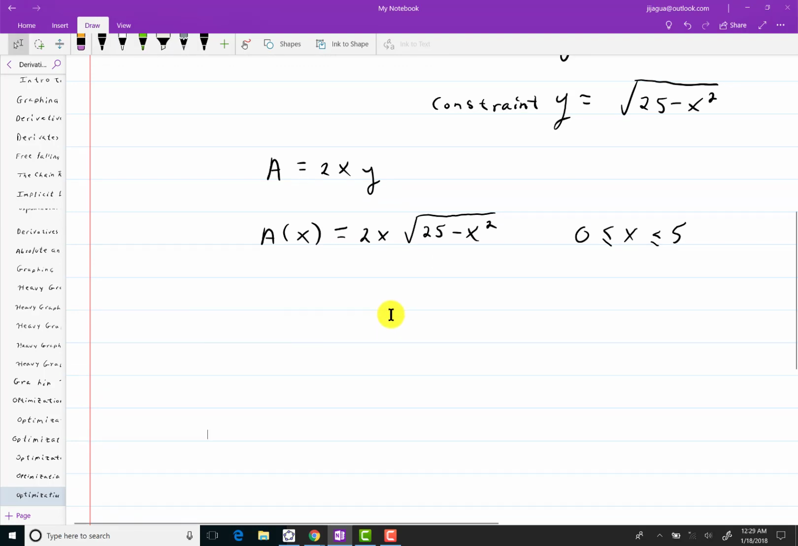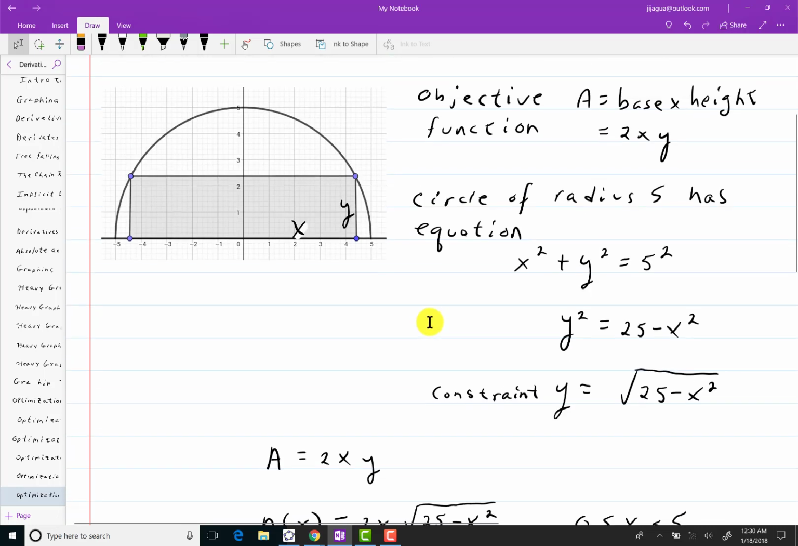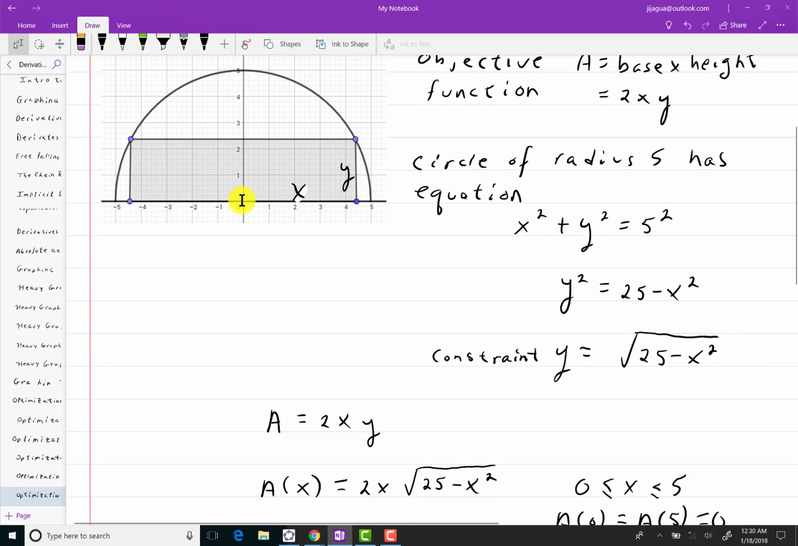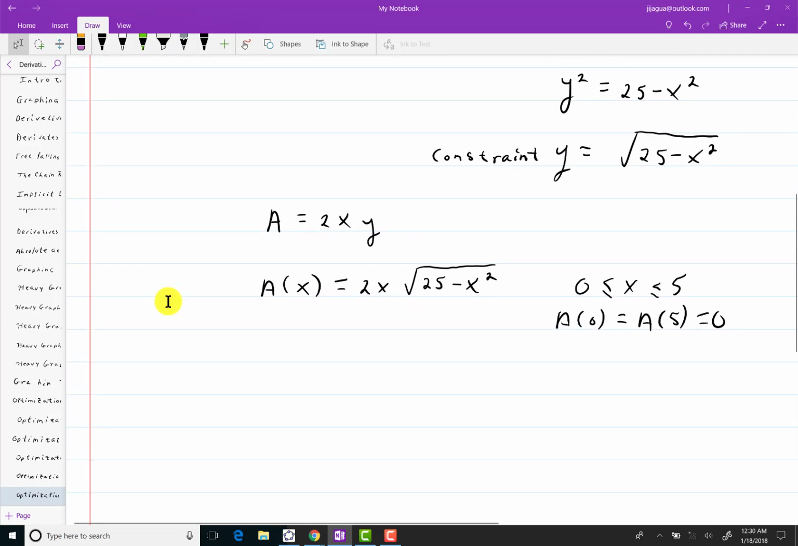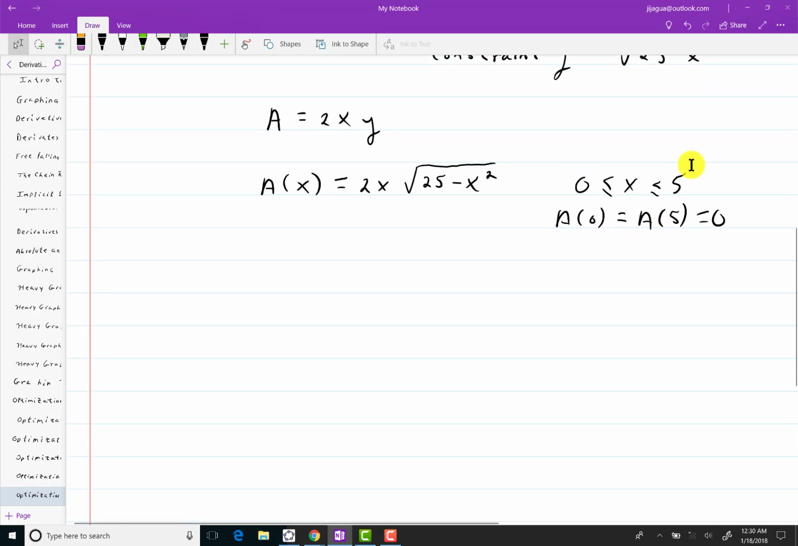And also note that A of 0 equals A of 5 equals 0. The area when x is at any of these extreme points is going to be 0, as you can see by the picture even. If x was 0 and I just had a line segment, that has no area. If x was 5 and I just had a horizontal line segment, that has no area either. So, no matter what happens, whatever critical number I find in this interval will be the one we're looking for, because these are going to be positive numbers in this interval.